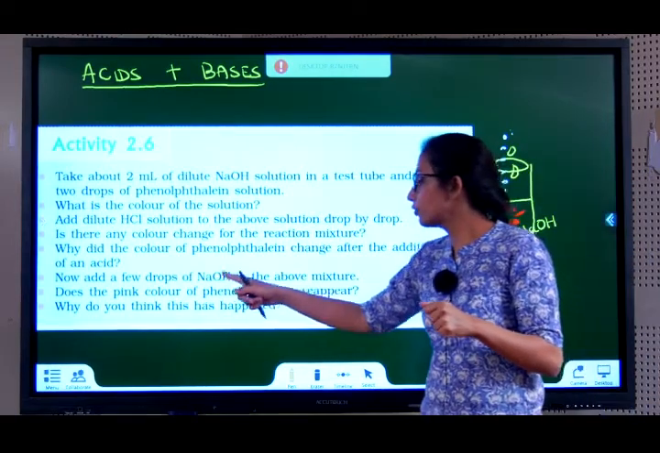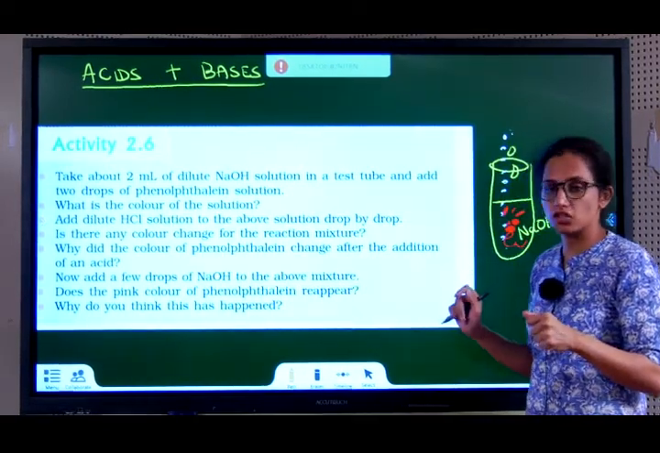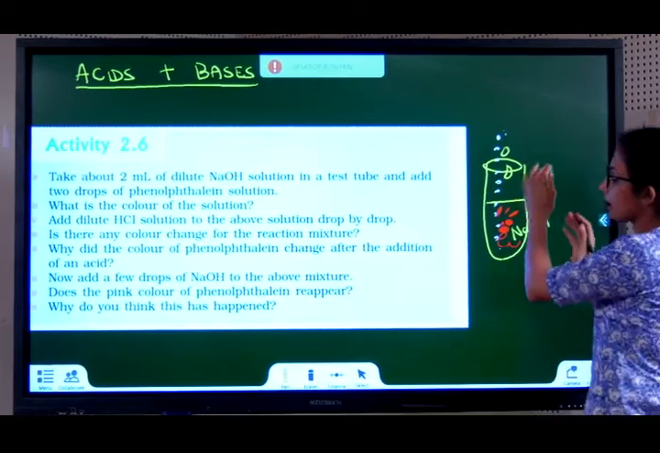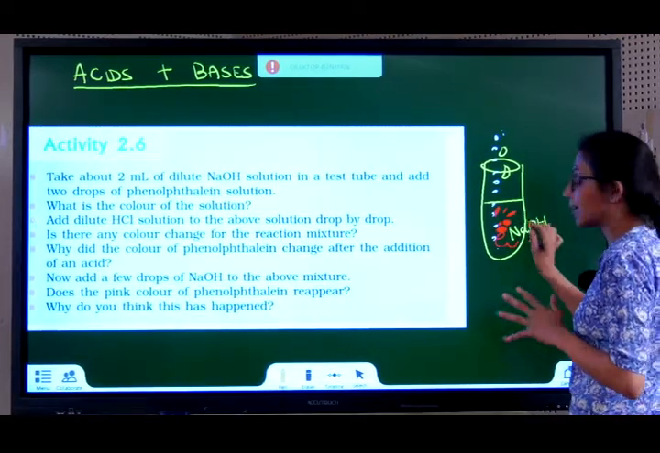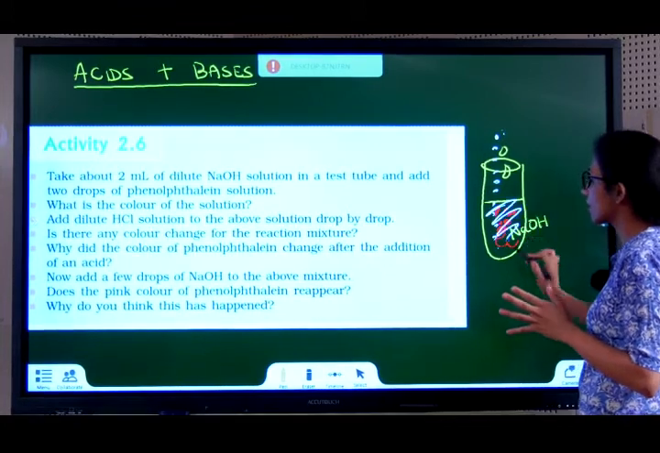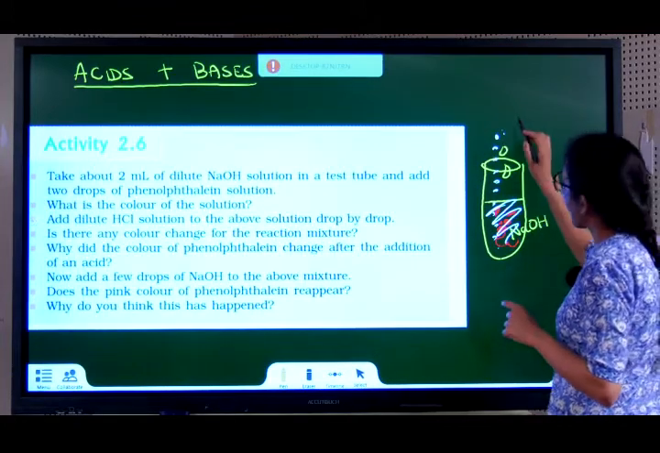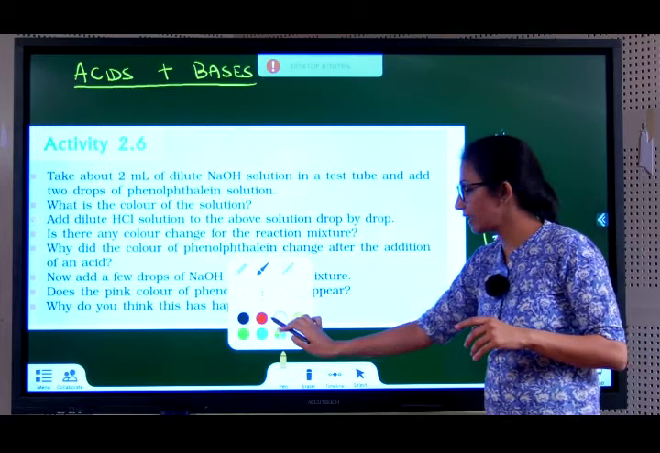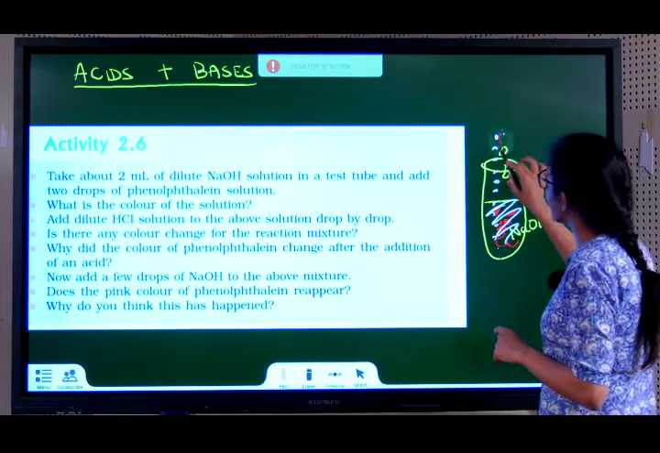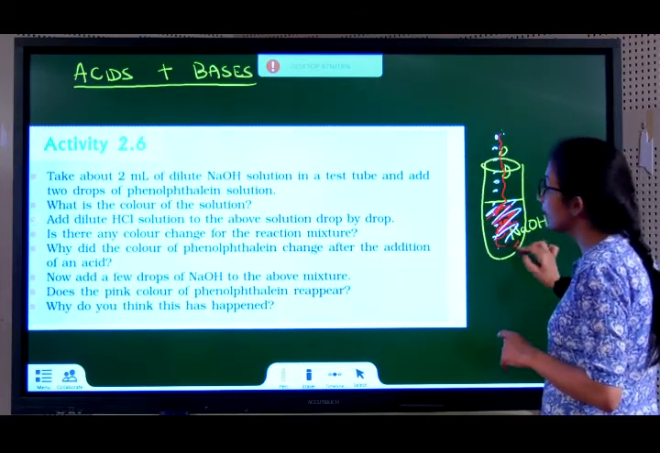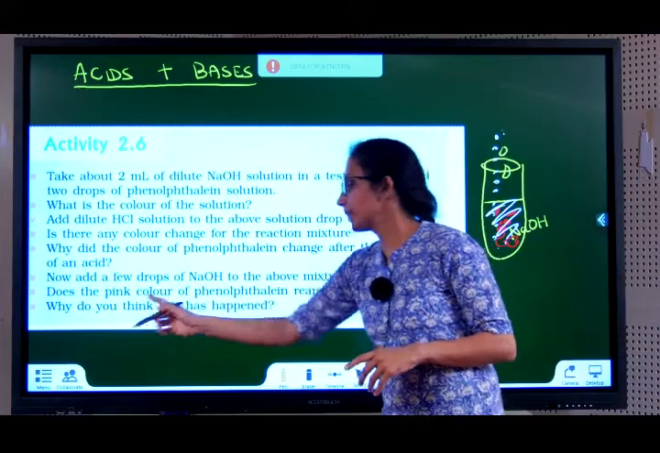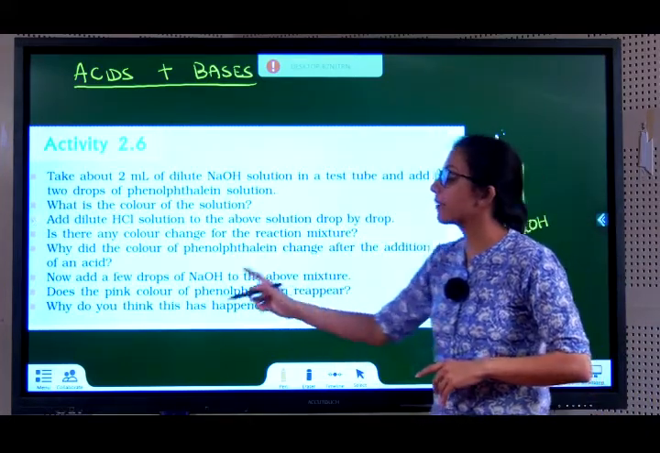Now add a few drops of NaOH to the above mixture. So now what happened? Acid came, it fell on the base, so the solution became colorless. To this, what happens if I add NaOH again? If I add NaOH again, the solution will turn pink again. Does the pink color reappear? Yes, it does.